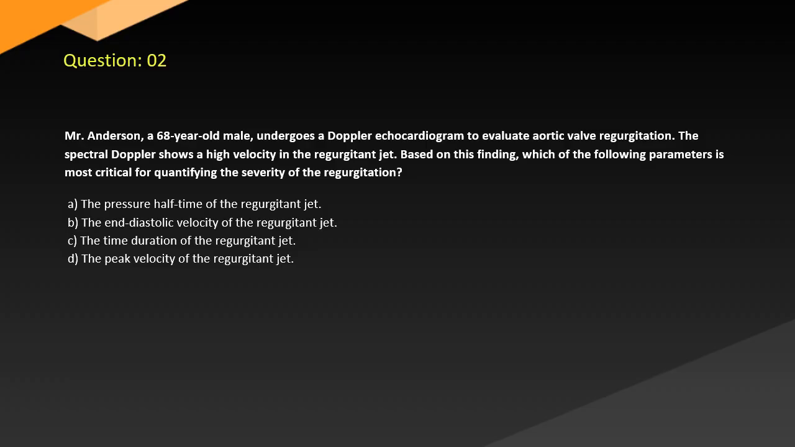A. The pressure half-time of the regurgitant jet. B. The end diastolic velocity of the regurgitant jet. C. The time duration of the regurgitant jet. D. The peak velocity of the regurgitant jet.